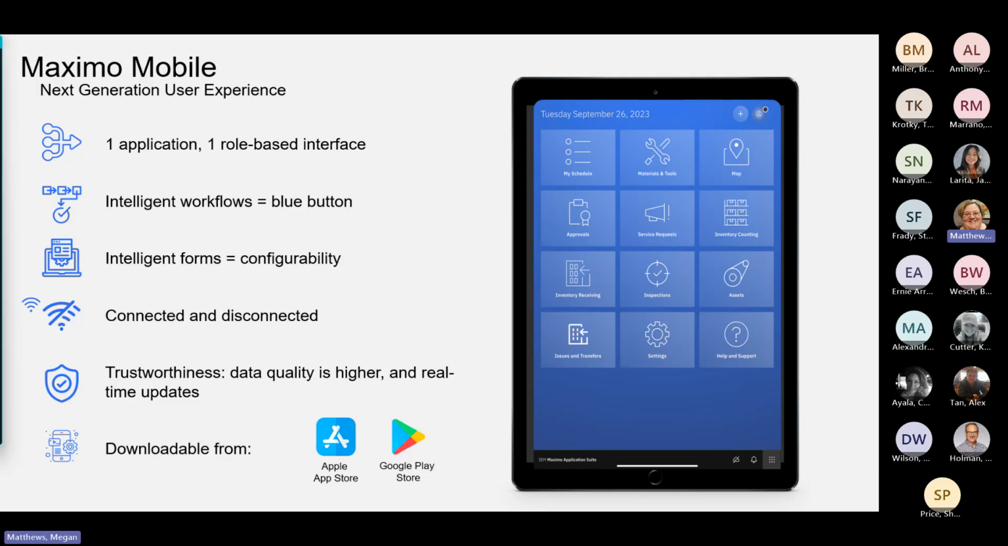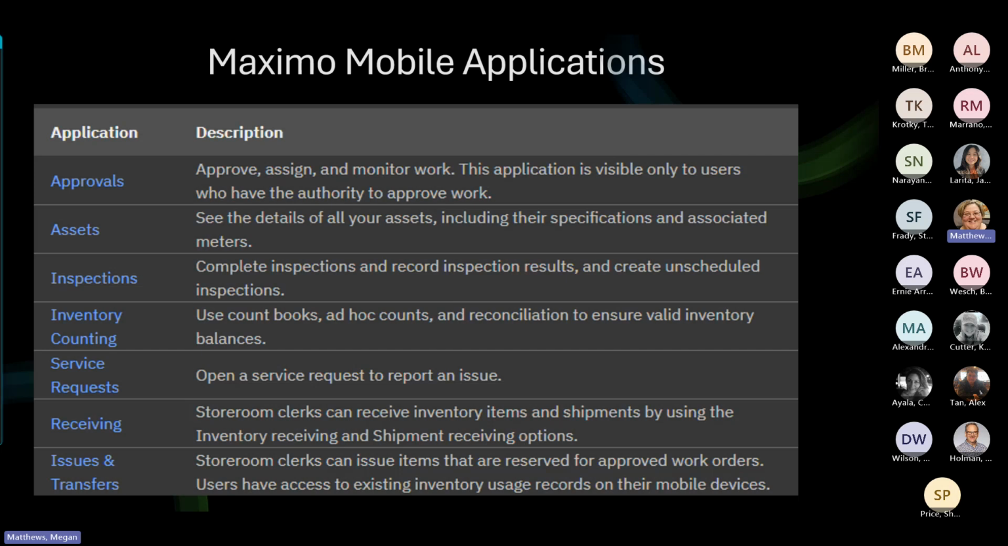So that's just a general overview of the application. The applications inside of mobile, so there's approvals. Approvals allow you to approve, assign, and monitor work. And usually this is available for your managers. Assets allows you to look at the details of your assets and change some small details. And again, this is usually managers. We usually allow technicians to see assets if that's desirable.